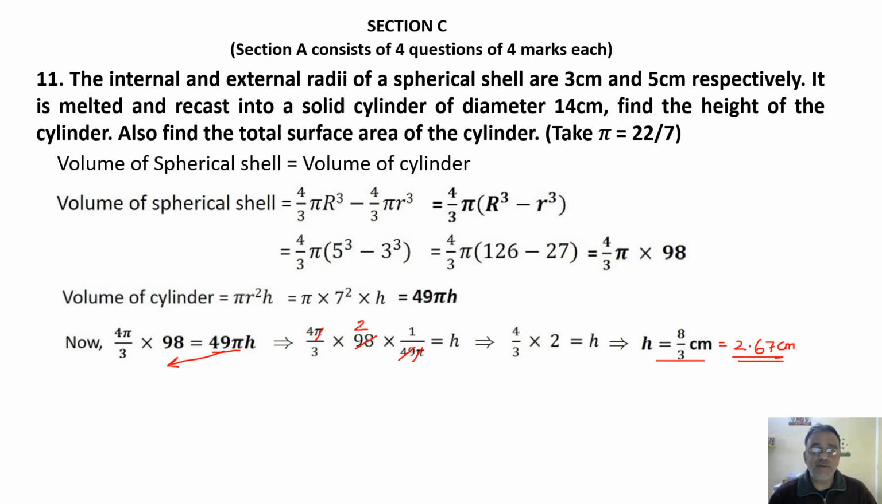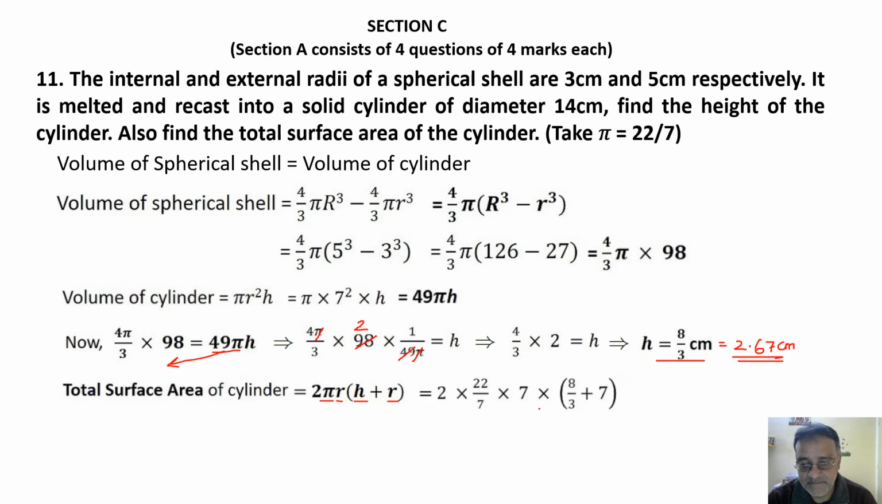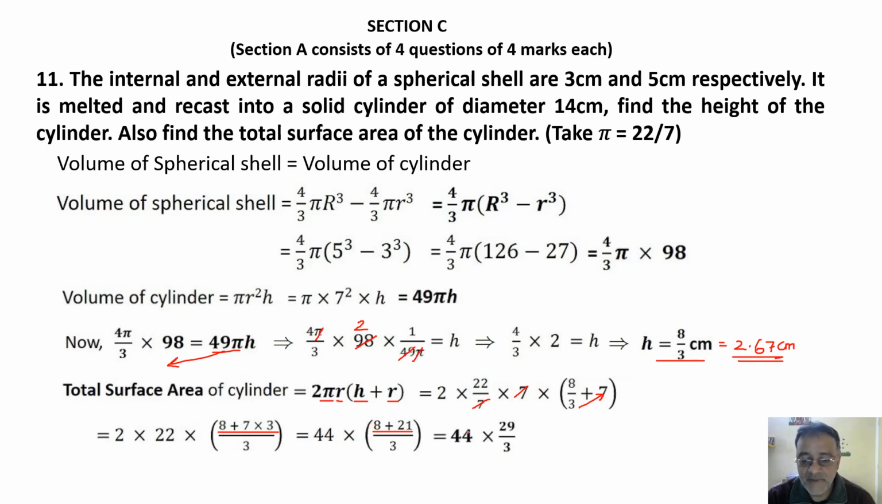Okay, now we need to find total surface area of the cylinder. What is the formula? 2 pi r into r plus h. Right? Now we'll substitute all the values. 2 into 22 by 7 into 7, 8 by 3 plus 7. So एक 7 cancel हो जाएगा. And if we take LCM, it will be 8 plus 7 into 3 upon 3. So 8 plus 7 into 3 will be 8 plus 21, that is 29 by 3. ठीक है, फिर ये दोनों को multiply कर लो, multiply करने के बाद 3 से divide करना है.